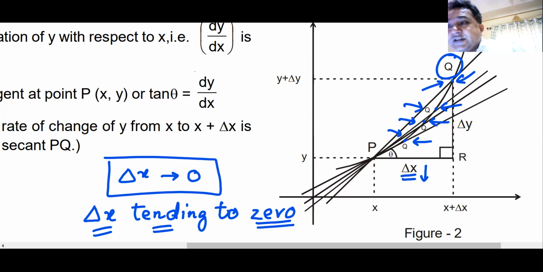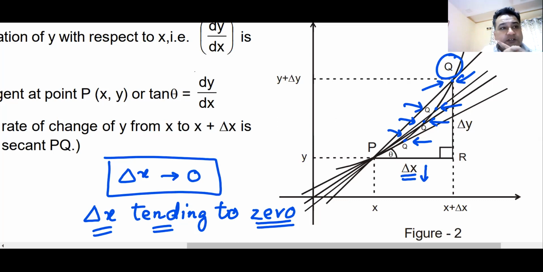Are you getting my point? Delta x will tend towards 0, and point Q will come close to point P. Have you drawn this? Have you understood this? Point P, the delta x is getting smaller and point Q is closing in on point P. How do I write this mathematically? So I come back to our whiteboard. I hope you have noted what I said here.